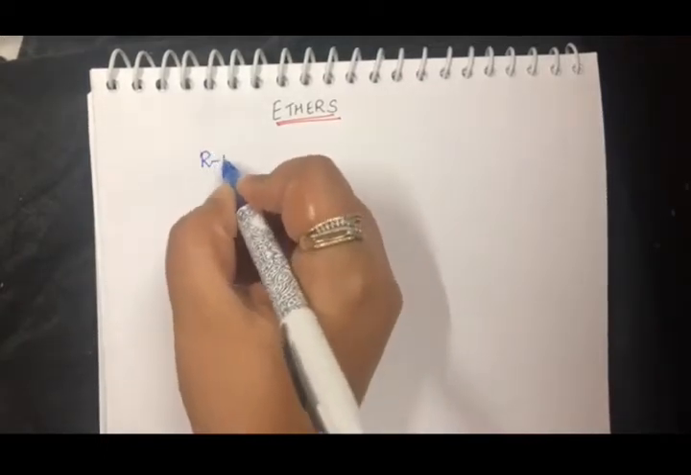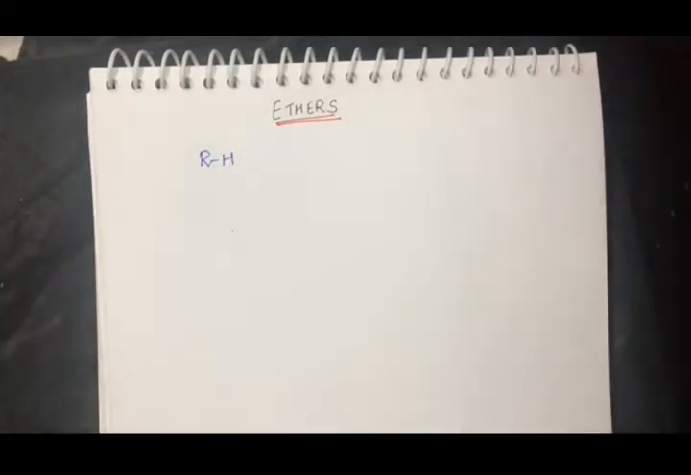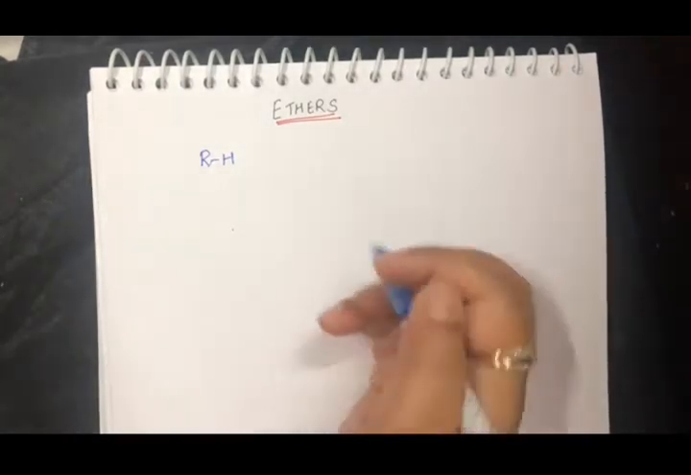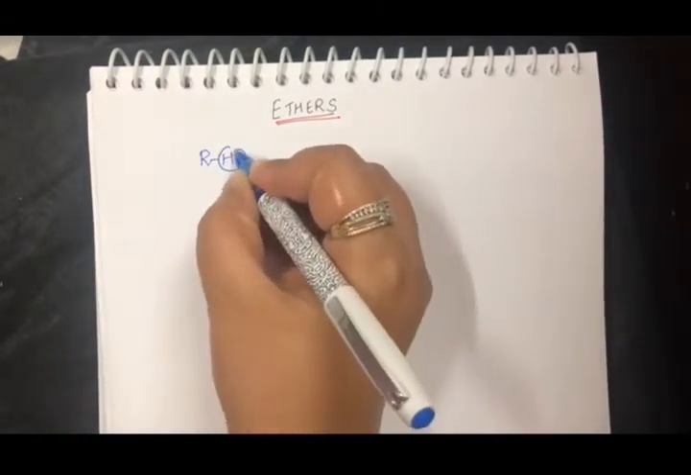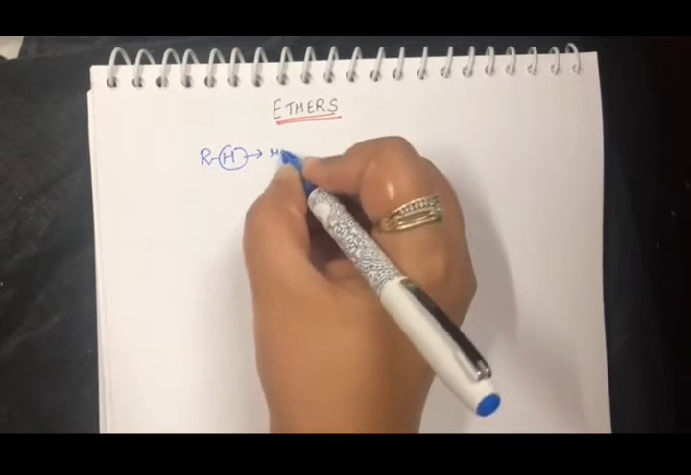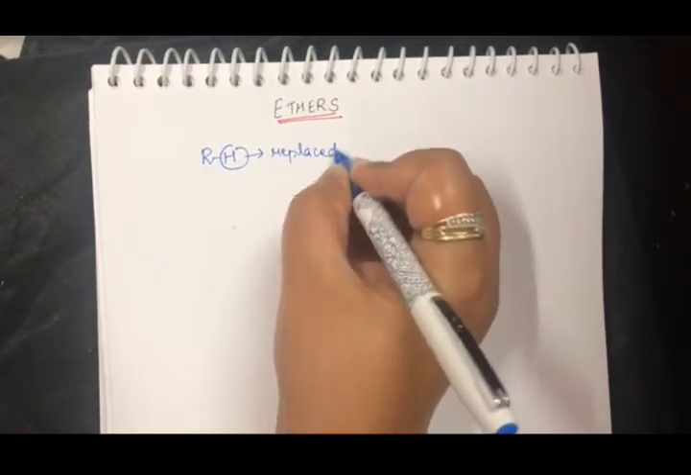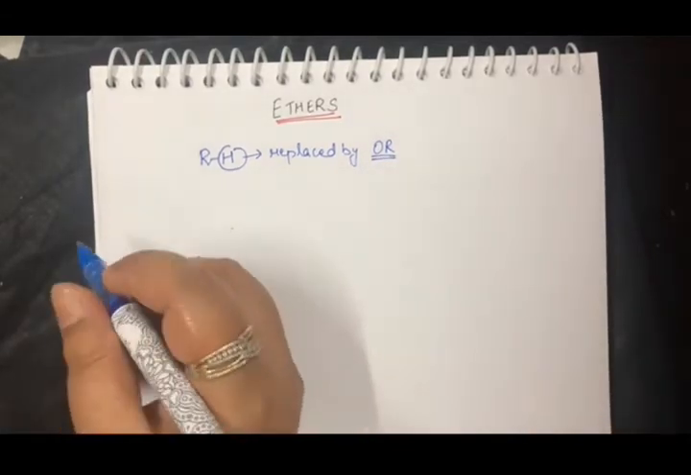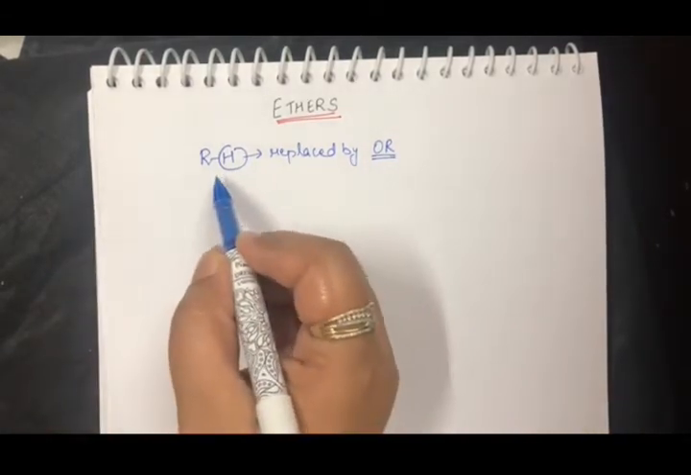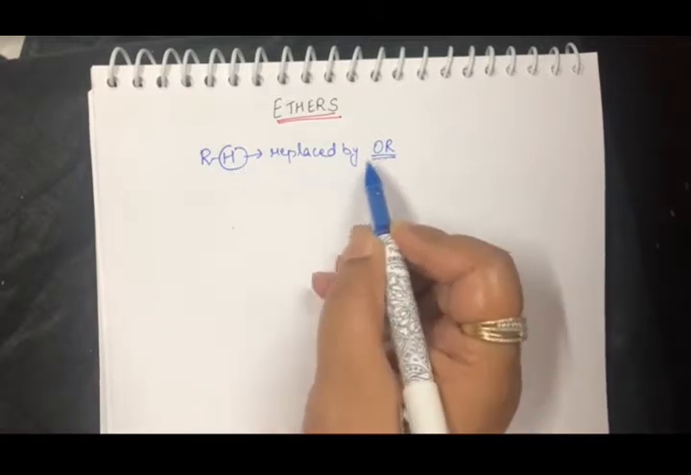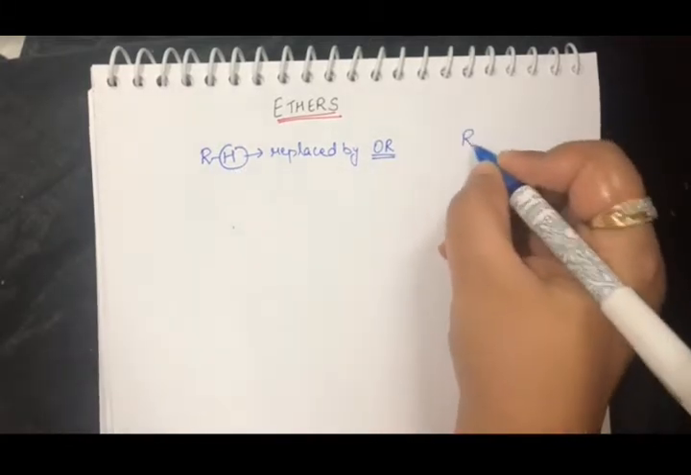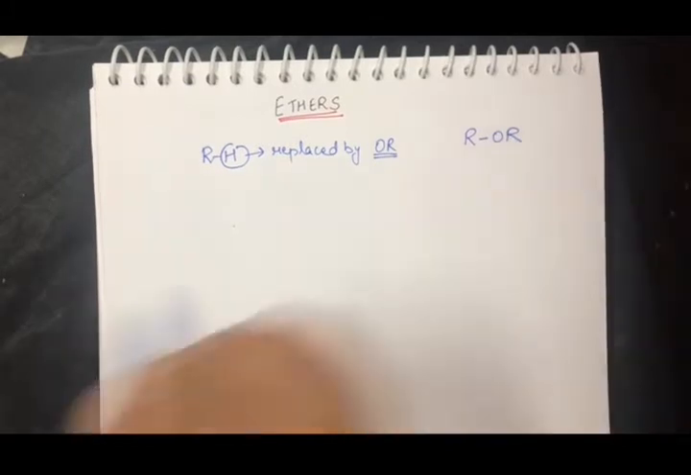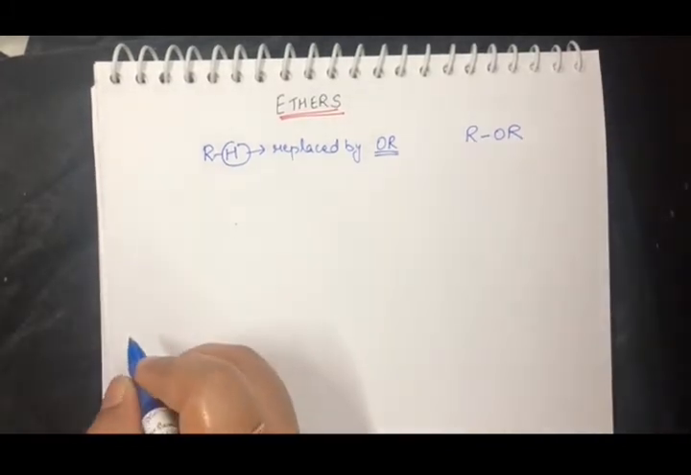When you have a hydrocarbon or alkane wherein you remove a hydrogen atom and this hydrogen atom is replaced by an OR group, I'll repeat again. When in an alkane the hydrogen is replaced by an OR group, this will become ROR. This is called an ether.